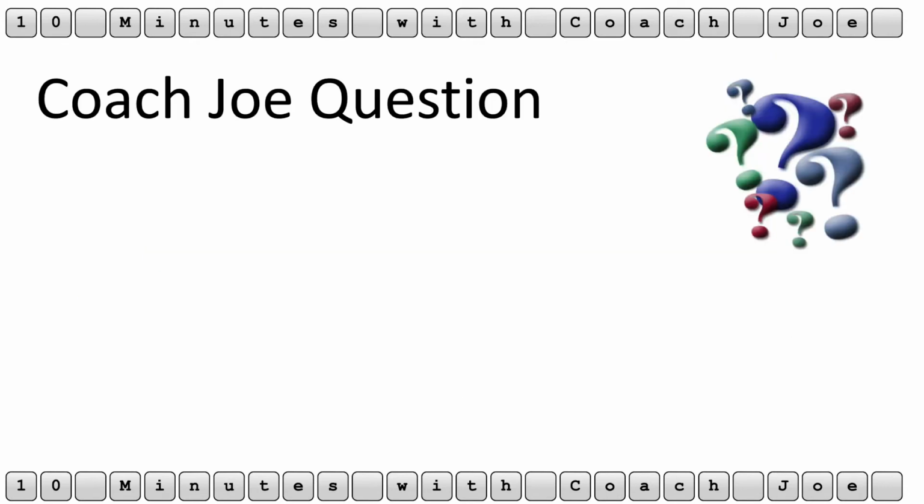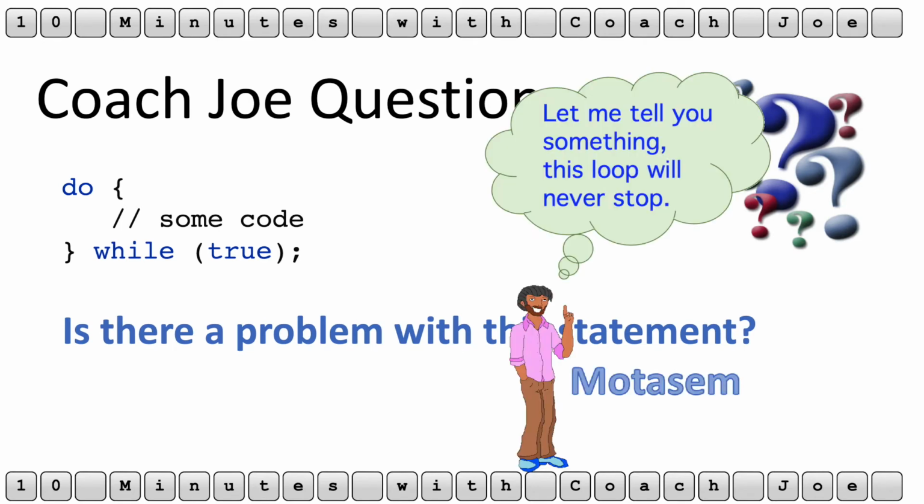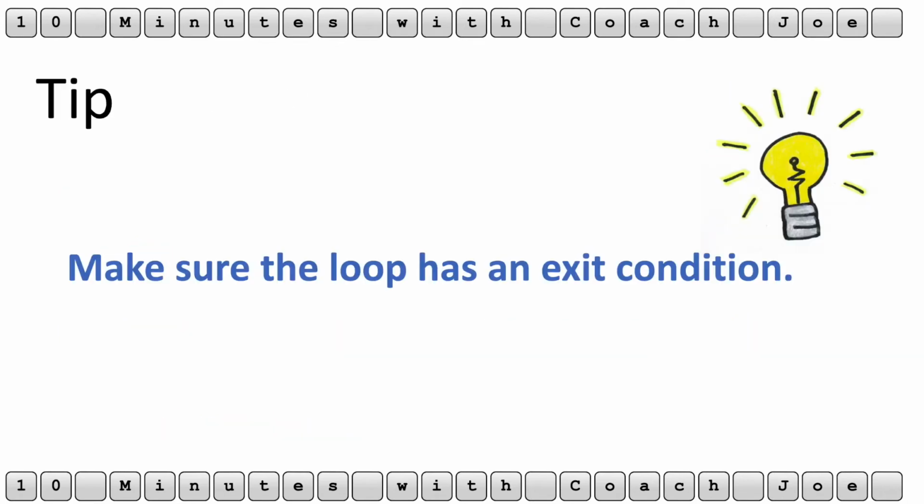Time for a Coach Joe challenge question. Looking at this do loop, do you see a problem with this statement? Correct, this is an infinite loop. The condition is always true. The loop has no way of producing a false condition, therefore it will run forever. Use caution when creating loops. Make sure there's a way for the loop to exit.